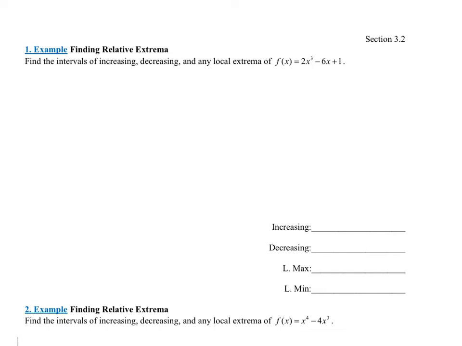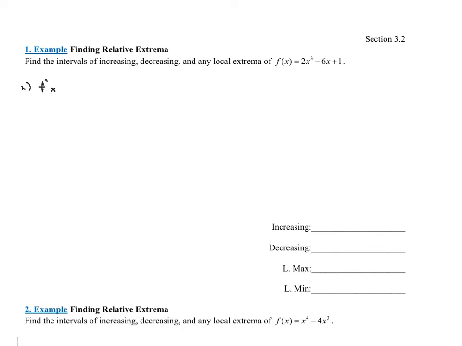So let's try everything together in a problem. We want to know when something is increasing, decreasing, and find any local or relative extrema of a given function. Again, we're going to follow the process created by the sign chart method. The first step of the process is to find the derivative and those critical values.